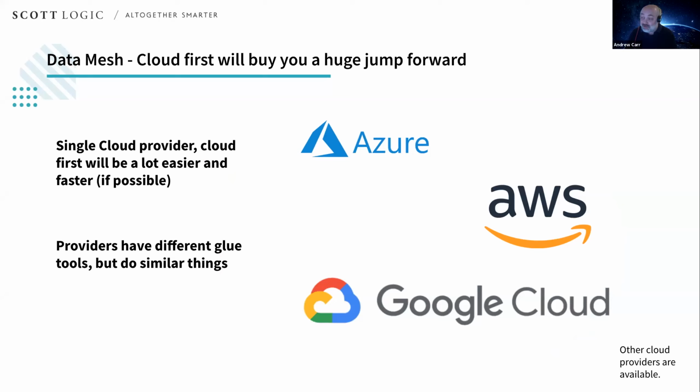together really nicely. And if you can control the number of cloud providers you use, and that's a big if for some organizations, it can significantly speed up the end-to-end, where you start off and hone your platform and make it available to your departments. So having a single cloud provider will get you there a lot easier and faster if it's possible. It's not always possible. The different providers have different glue tools, but they all kind of do similar things. And obviously other cloud providers are available.